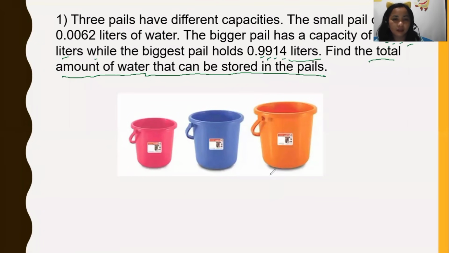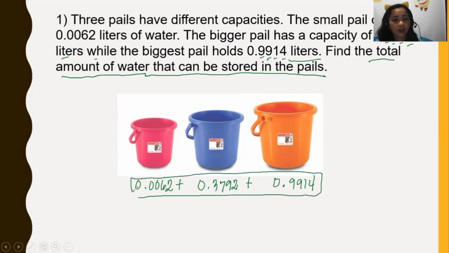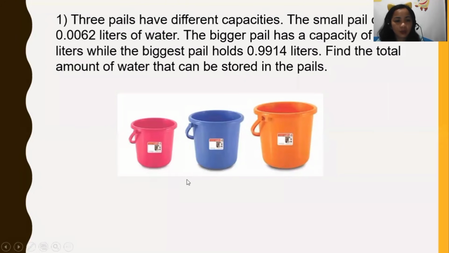We have 3 pails of different sizes. So, maybe this one, the biggest, can hold 9,914/10,000 liters of water. And then this one can hold 3,792/10,000 liters of water. And this is the smallest, can hold 62/10,000 liters of water. So, pag pinagsama-sama mo daw itong mga to, gaano karaming tubig? So, that is problem number 1.